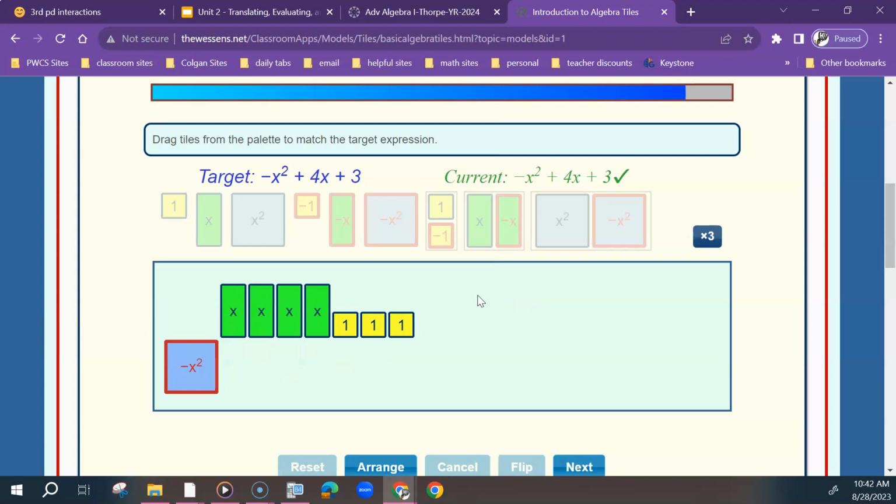So we should have had 1 negative x squared, 4 green positive rectangles, and 3 positive ones. You can leave your tiles on your desk for when the bell rings.